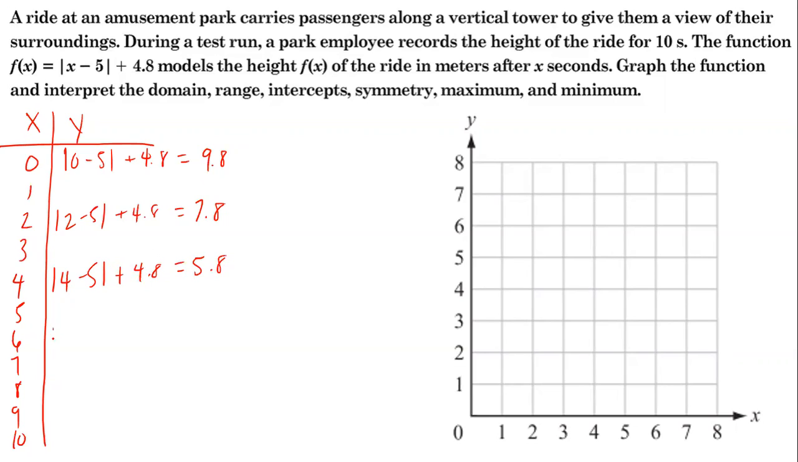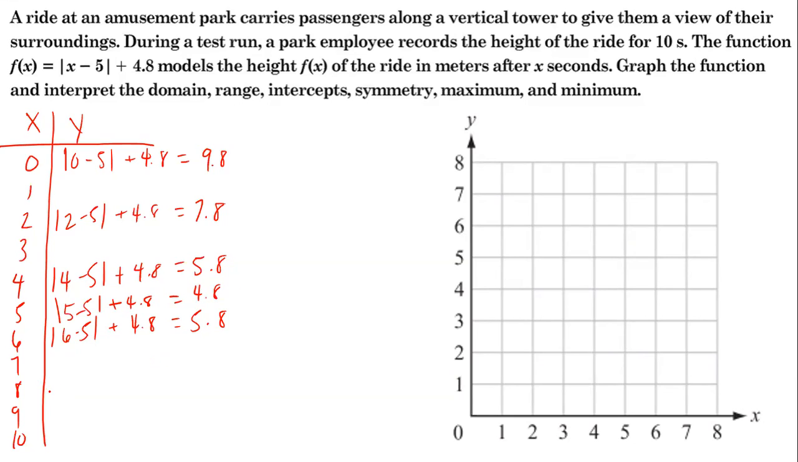I'm going to do 6. 6 minus 5 plus 4 and 8/10. 6 minus 5 is 1. It's going to give me 5 and 8/10. Oh no, I noticed something. This is starting to repeat. So what does that tell me that 5 may be? 5 may be my maximum of some sort or a low point. So let me test 5. 5 minus 5 plus 4 and 8/10 equals 4 and 8/10. Okay, okay.